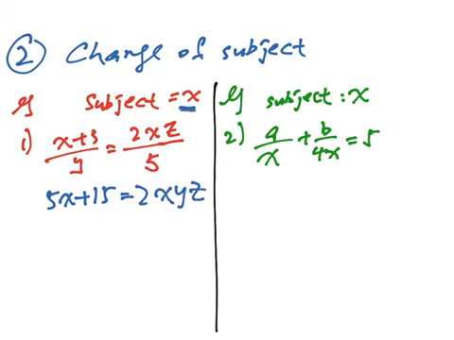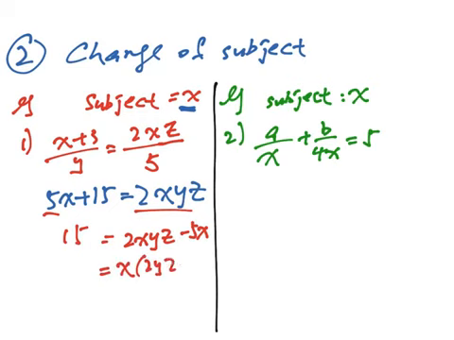Because our target is x, we put all the x terms together. So it becomes 2xyz minus 5x equals 15. Then we'll take out x from the left hand side. So x times 2yz minus 5 equals 15. So finally, x is equal to 15 over 2yz minus 5.